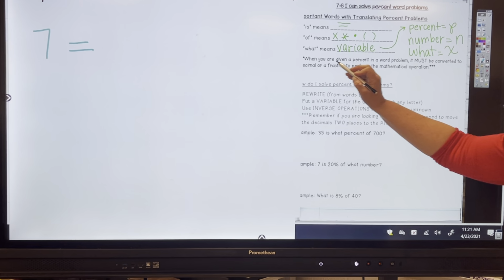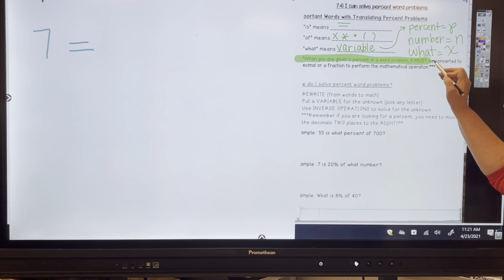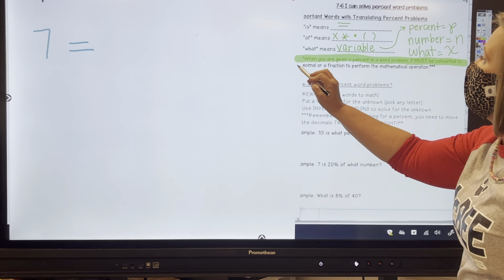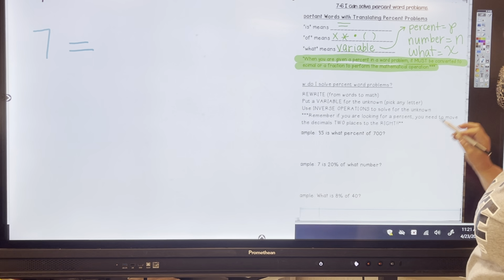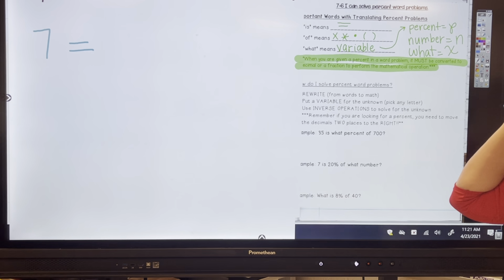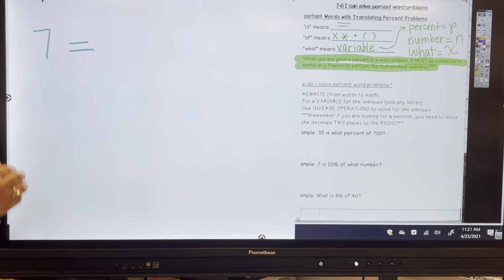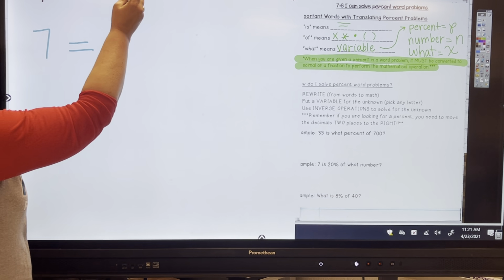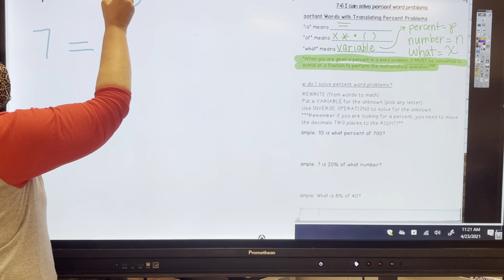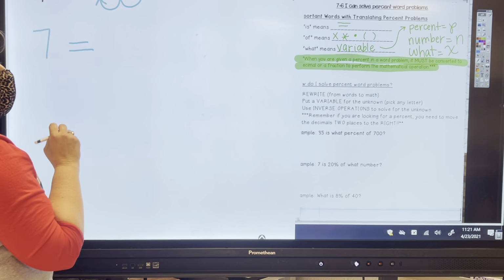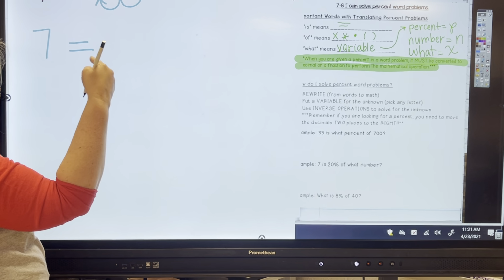Let's look here. When you are given a percent in a word problem, it must be converted to a decimal or a fraction to perform mathematical operations. So, can we leave it as 20%? No. We either need to change it to a decimal or a fraction. Which one do you want to do? Decimal. So, if I change it to a decimal, what do I have to do? Move that thing 2 places to the left.